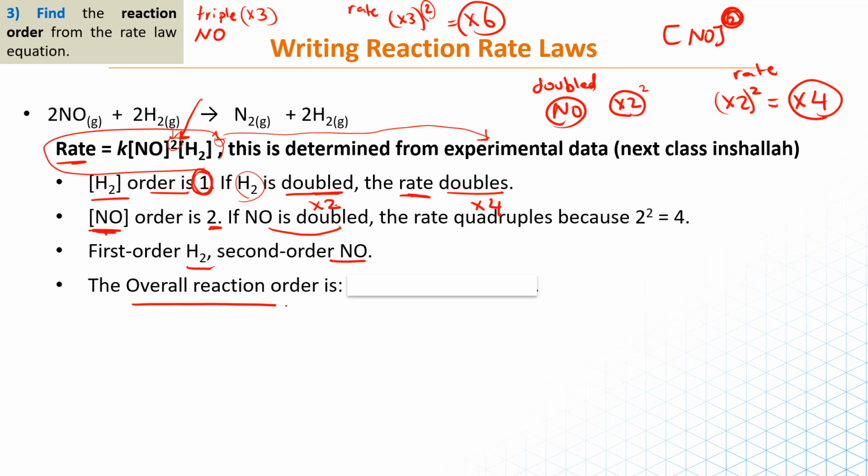Now the overall reaction order, do you remember? We said we need to add the exponents. So it will be 1 plus 2, so third order.